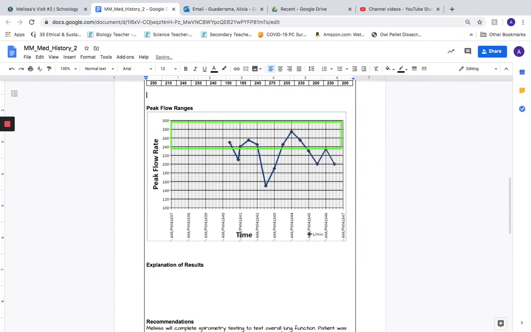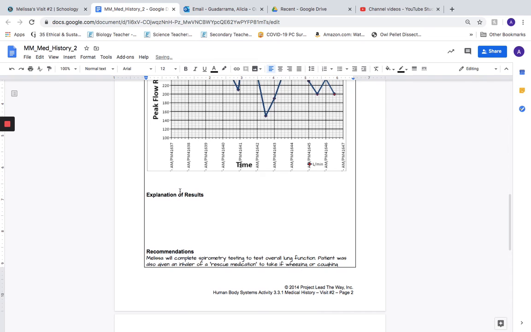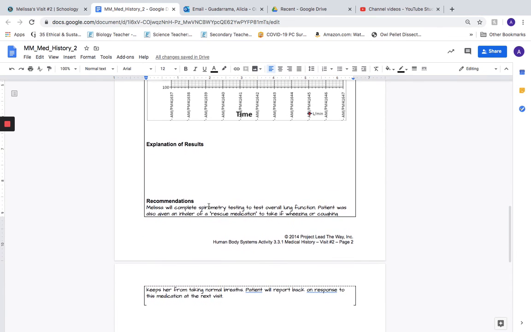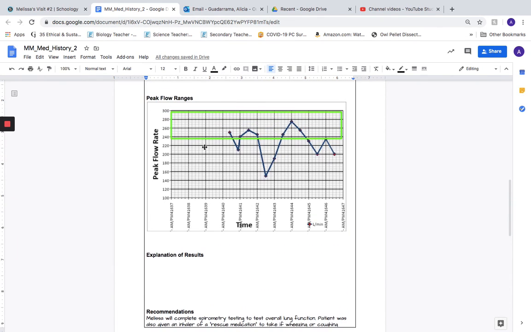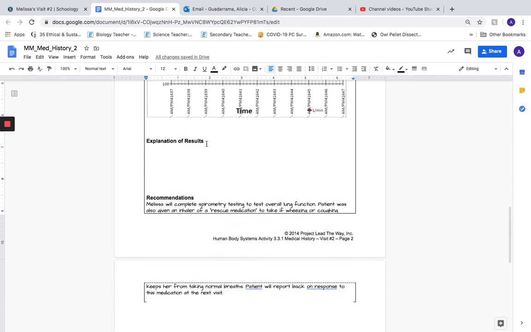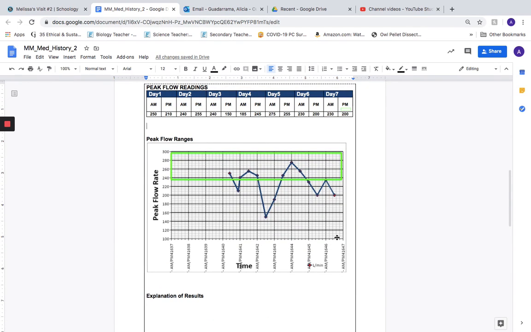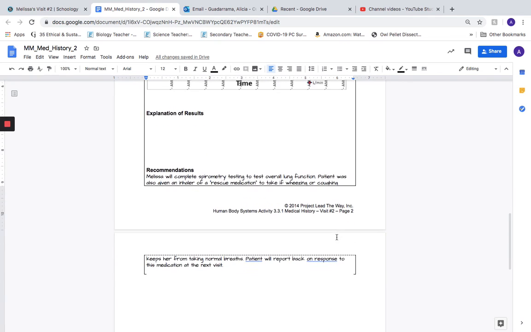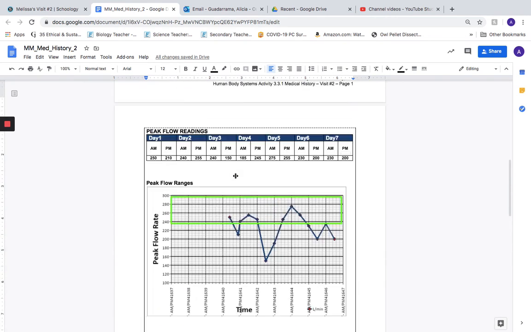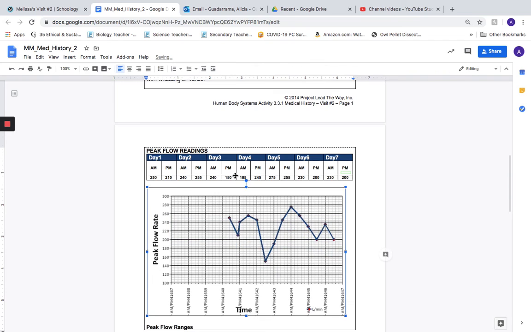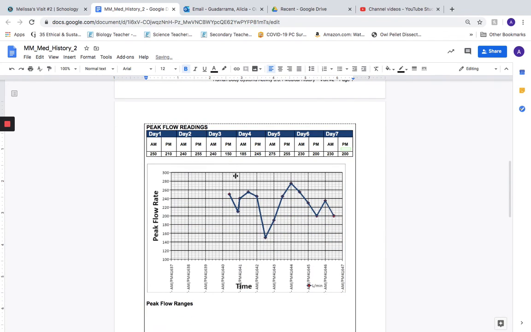Okay, last but not least, you want to do your explanation of results. So what does it mean now that you have figured out what the peak flow rate is? You may need to do a little bit of research on what happens when your peak flow rate is in certain ranges. And then the recommendation section is already filled out for you. So that's all there is for that.